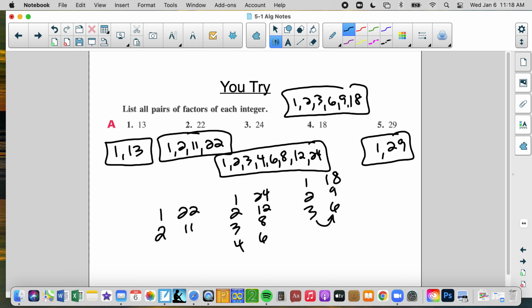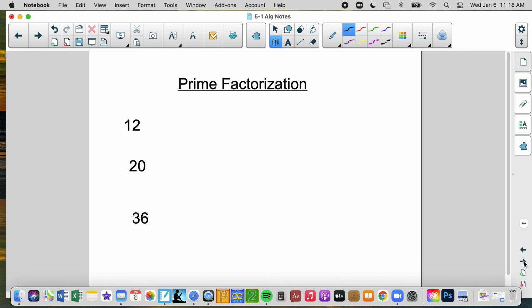So hopefully that helps you. That's a nice systematic way of approaching factors of numbers so you're not missing any, and it's more efficient in that you're only trying the least amount of numbers in order to find your complete list.